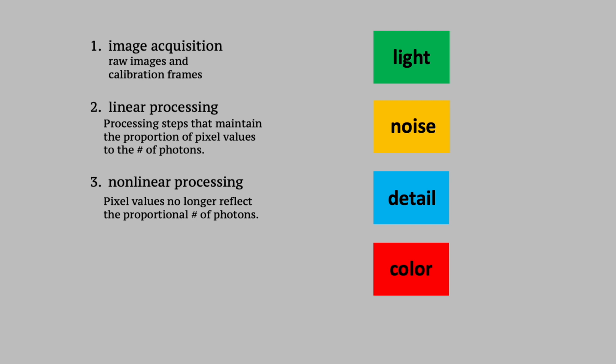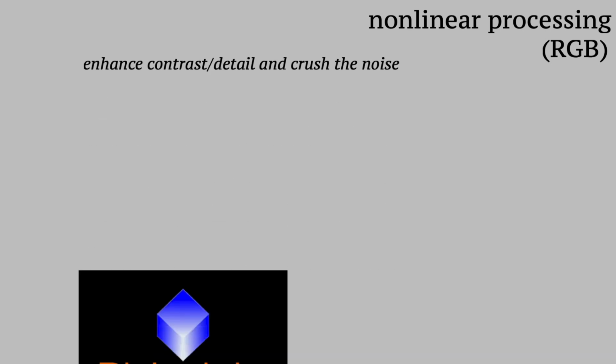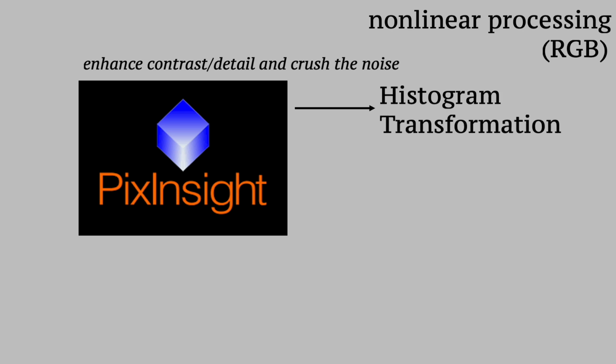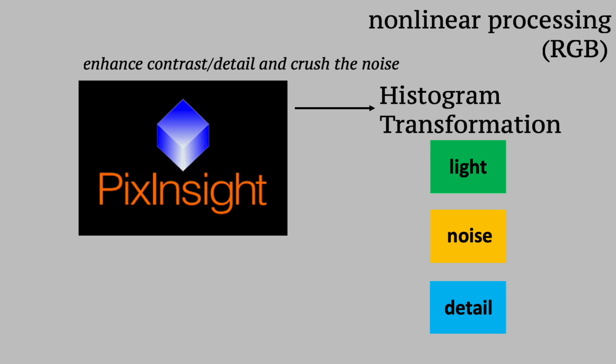And then finally, just like we did with the Lumen, we have to do our last step with our RGB image, which is a non-linear processing. And it's the same one that we use for the Lumen. It is to enhance the contrast and detail, crush down the noise a little bit more. We're going to use the histogram transformation tool in PixInsight, and it's going to deal again with light and noise and detail, not color, because the color's already kind of in the image. We're just kind of bringing out where those colors are and crushing down the noise.